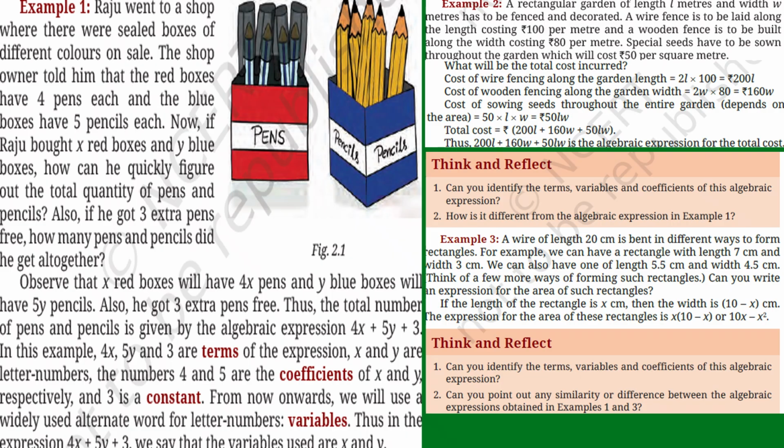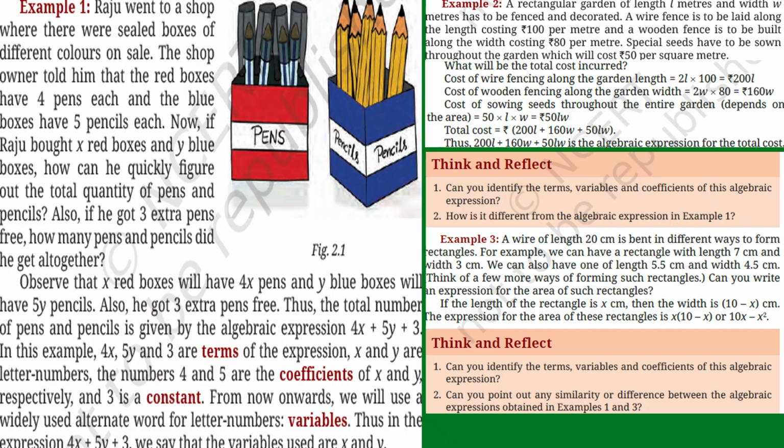Now similarly for this, what could be the terms, variables and coefficients? The terms are 10x and x squared. It is separated by the operator minus. The variables are x and x squared. The coefficients are 10 and minus 1.